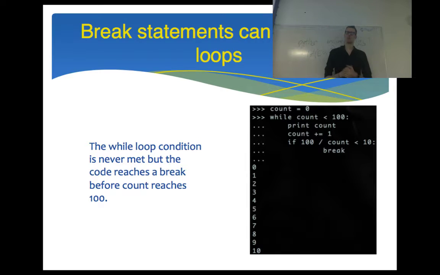Can everyone see why that prints all the numbers from 0 to 10 rather than all the numbers from 0 to 100? Lots of nodding. Awesome.